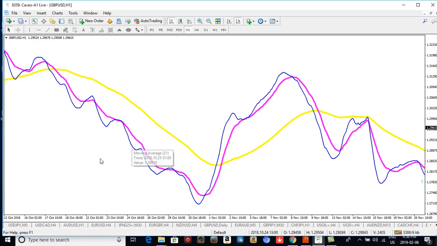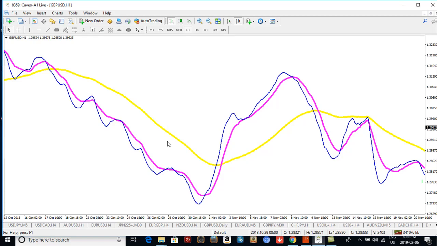RSI will give you oversold, then you keep going oversold and oversold and oversold forever. If you look at this pound dollar here, we're probably getting RSI way oversold everywhere. So this is perfect. The moving averages don't lie. This is where the price is and how it's moving, giving you a very fair indication. So this is really good.